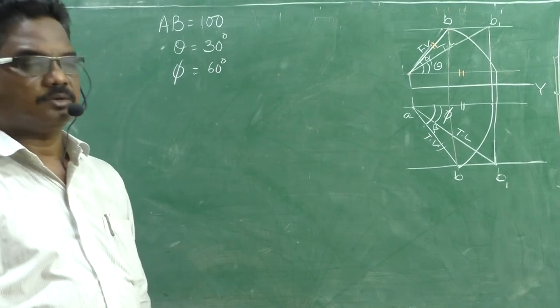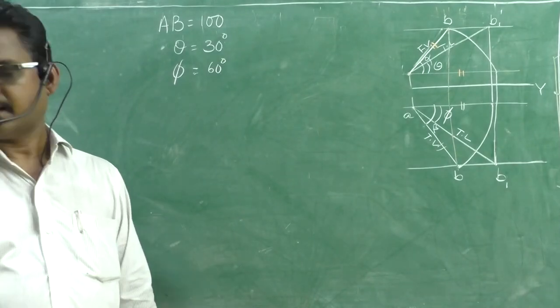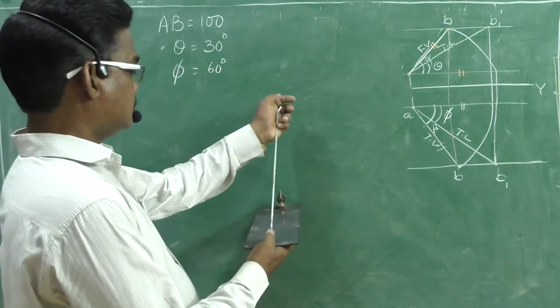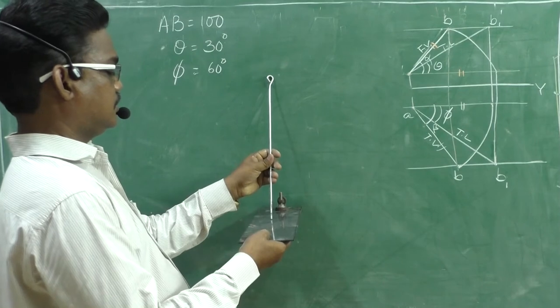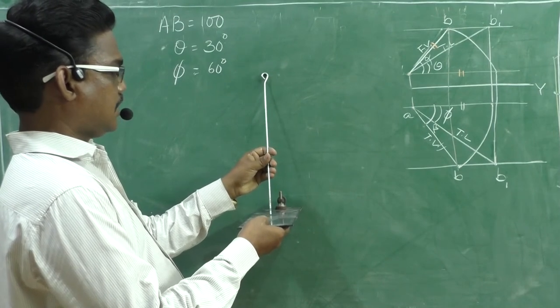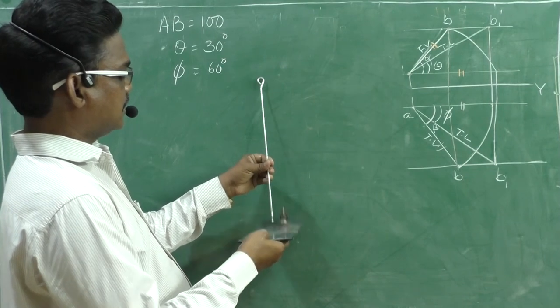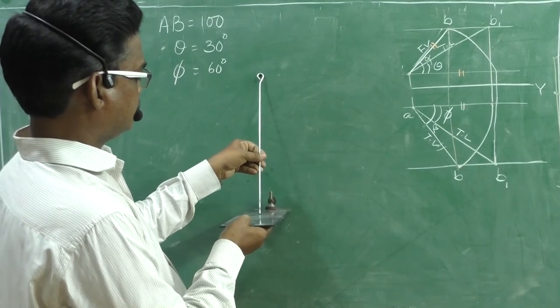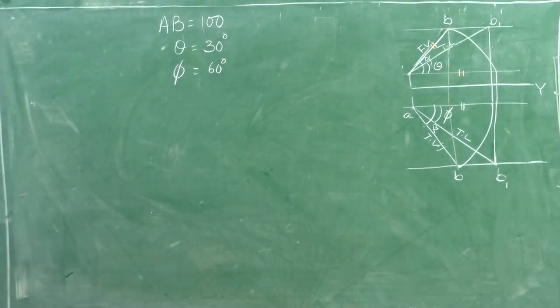Now, HP and VP are both perpendicular to each other. And if the line is 60 plus 30 equal to 90, the line will be like this. Right? If it is like this, and you club the front and top views, it will be a straight line. It will be obtained like this, right? Now, how can we draw the front and top views?